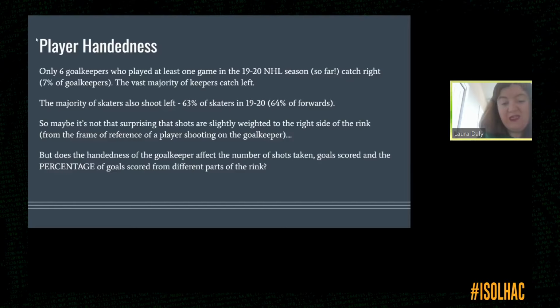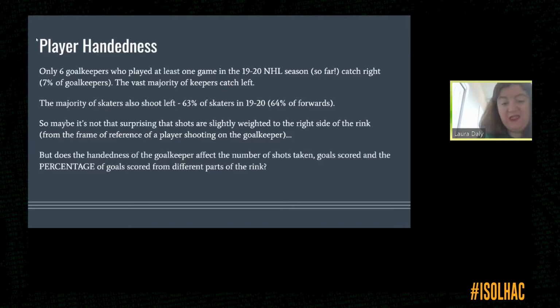This seems to be a combination of the low number of right-handers in the population as a whole, I think it's about 10% of the general population, and the lack of right-handed goalie equipment at a young age, etc. The majority of skaters shoot left for a similar reason. There are more right-handers in the population, which leads to more people shooting left. This seems to be much more of a personal preference. However, around 36-37% of skaters shoot right as opposed to 7% right catch goalies.